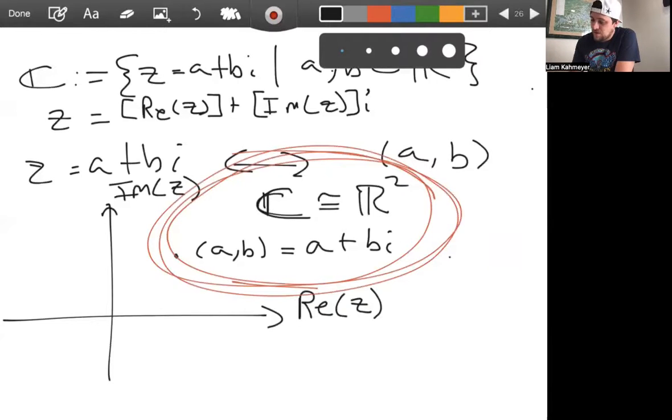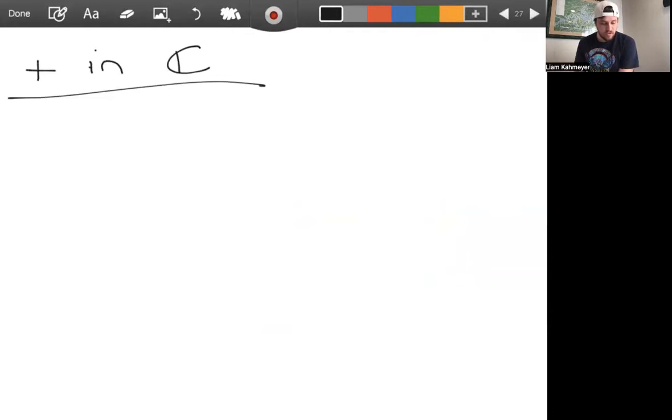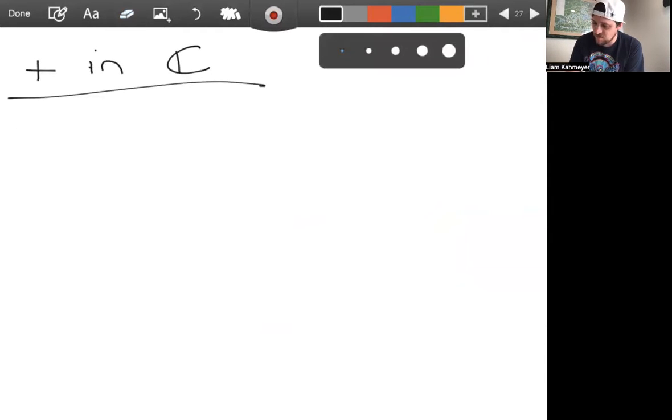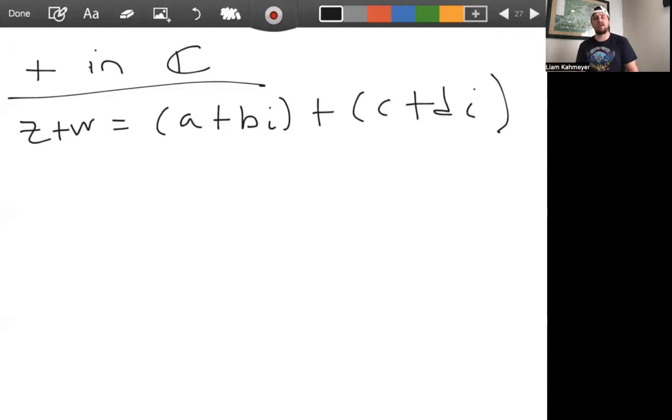Because every point can be described either as an ordered pair of real numbers or as a complex number, a plus bi. So let's look at addition in the complex plane. Here, we take the sum of two complex numbers, say z plus w. This would be a plus bi plus c plus di, if we wrote explicitly what z and w were.